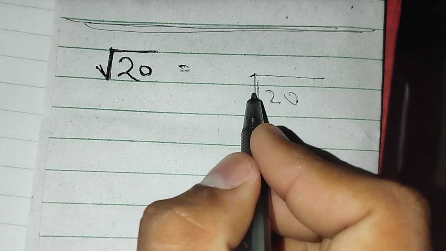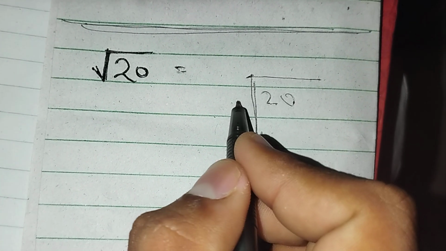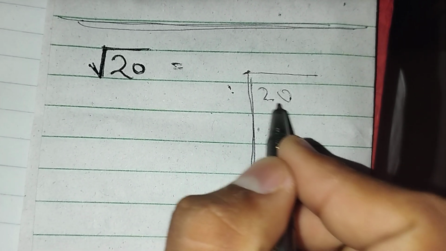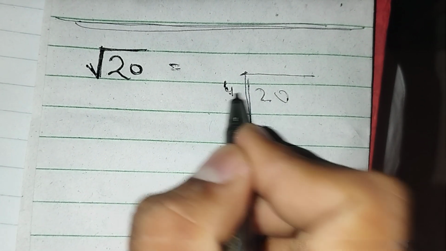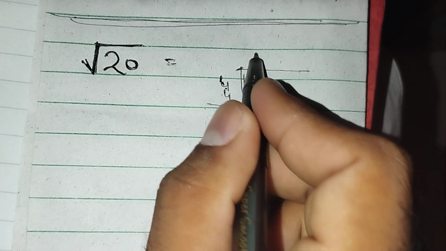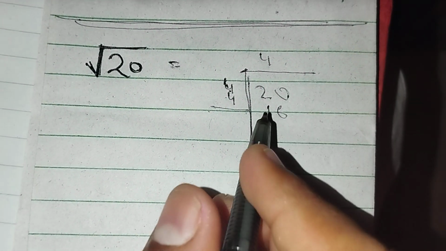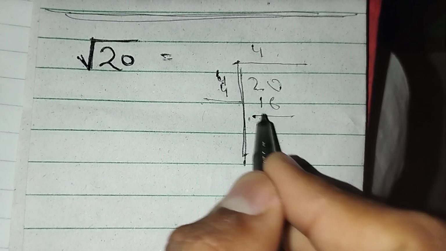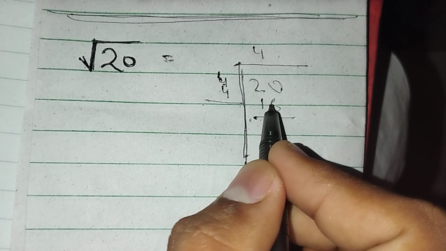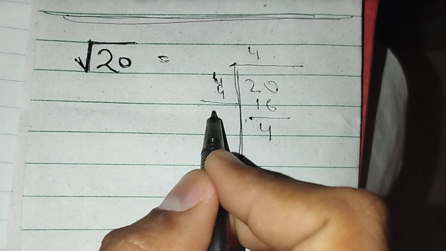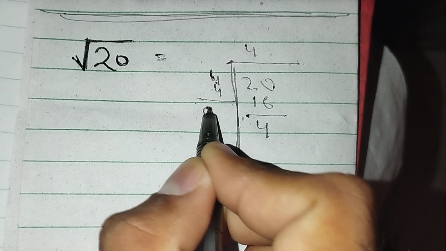Okay, here we choose the perfect square number nearest to 20. So here we choose the 4 for the 16. It means 4 times 4 gives 16. Here the remainder of 20 minus 16 is 4. Okay, and here 4 plus 4 is 8.